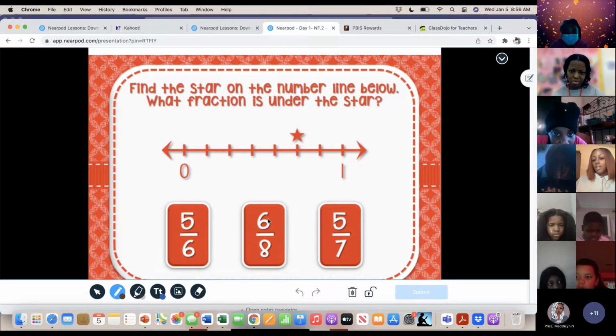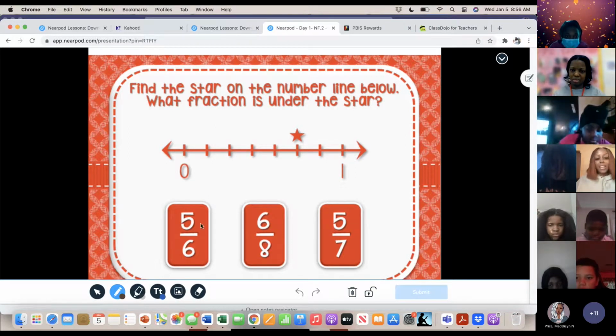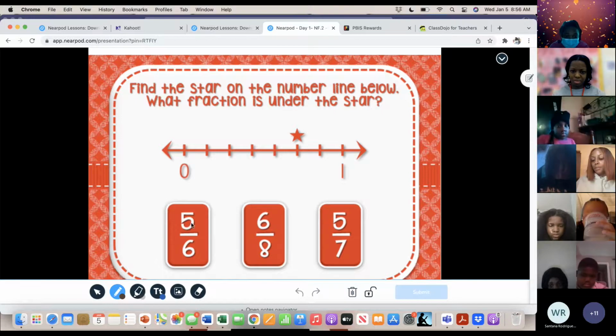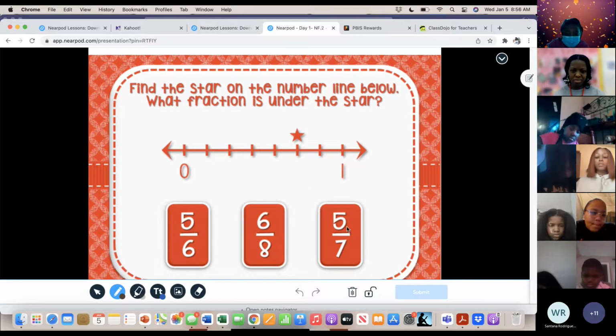You got it? Yes. You want to try, can you read this one to me? 6 8. Yep, you got it. And what about the first one? 5 6. You got it. That's a great refresher. So, Cam, how did you know that the answer is 5 sevenths? You are absolutely correct. If you got 5 sevenths, Cam, give yourself a whoop whoop in the chat.